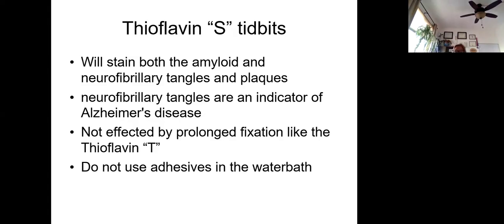Then we have the thioflavin S. Now, this is not like the thioflavin T. The thioflavin S is not affected by prolonged fixation like the thioflavin T is. The thioflavin S is going to stain both amyloid and neurofibrillary tangles and plaques. So neurofibrillary tangles are an indicator of Alzheimer's disease. Yeah, and I'll show you what that looks like here in a second.